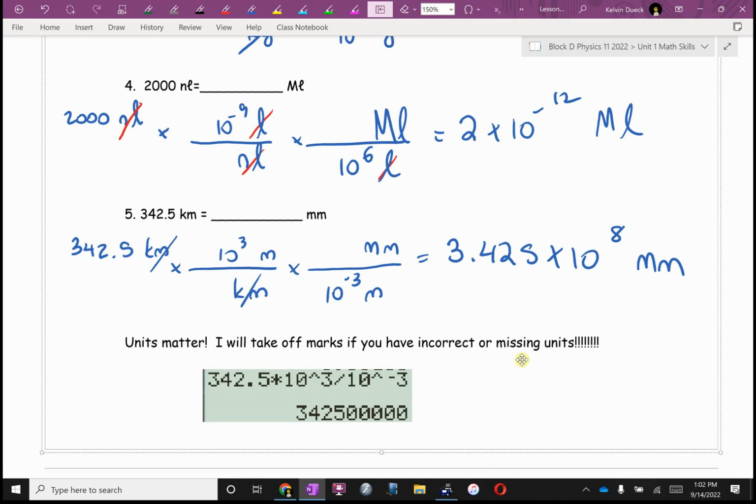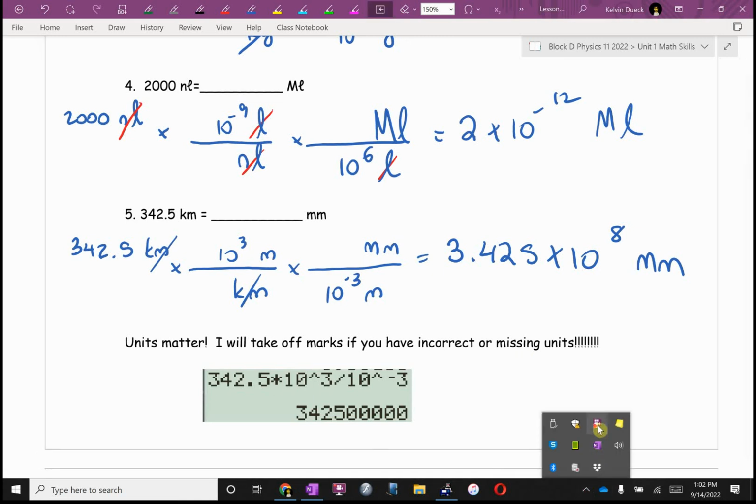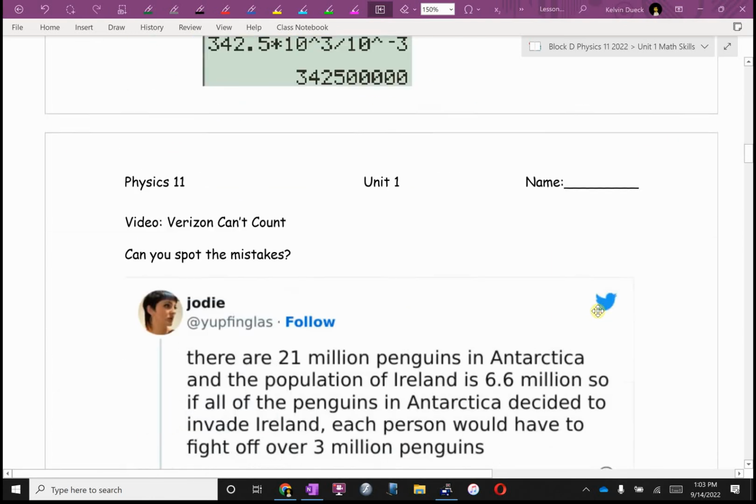Colton. Oh, keep going. Okay. So I got 3, 4, 2, 5, and then 5 zeros after that. And then I wrote it in scientific notation because I'm lazy. Units matter. Turn the page.